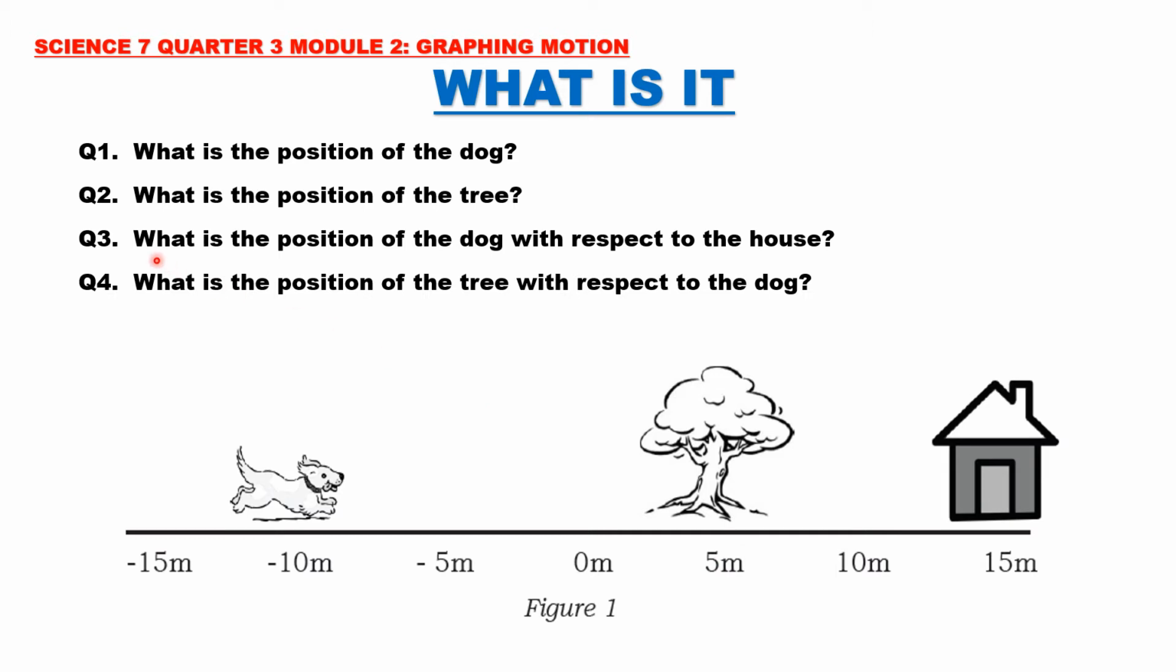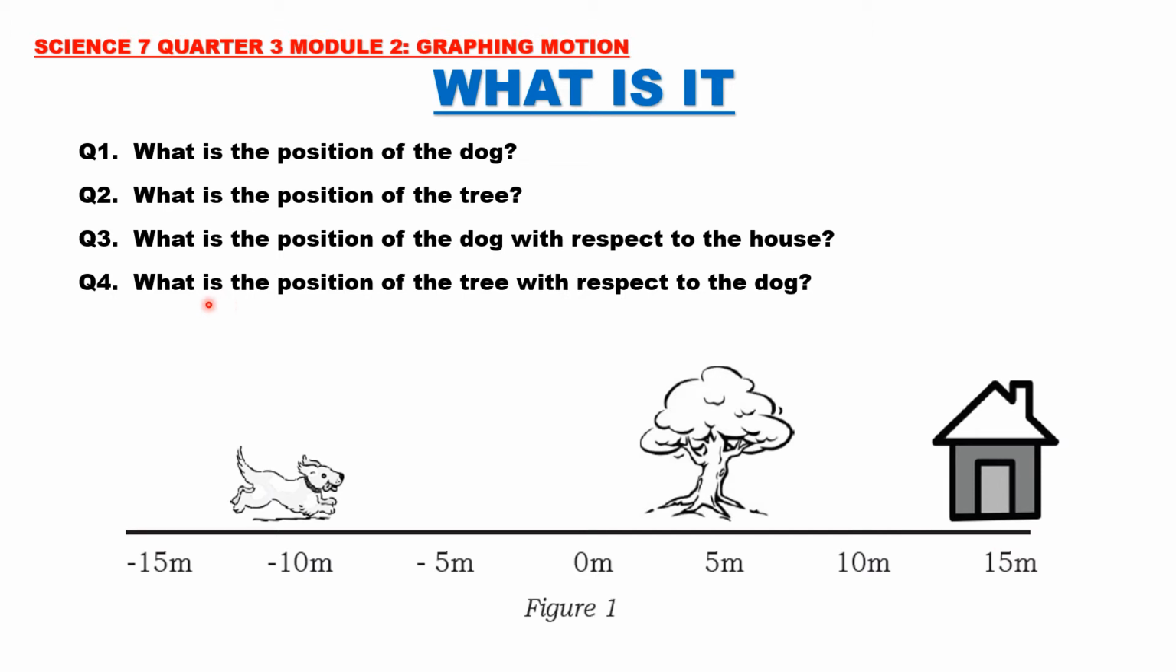Next, Q3. What is the position of the dog with respect to the house? The dog is at negative 10 meters and then the house is at positive 15 meters. To compute the position of the dog with respect to the house, we just count how far the dog is from the house. So we have 5, 10, 15, 20, 25. So for Q3, the position of the dog with respect to the house is 25 meters.